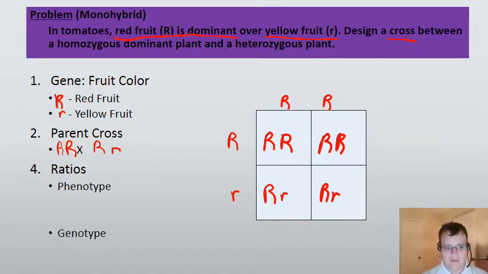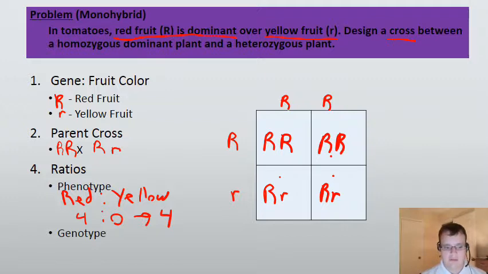So right now we need to determine the ratio. So the phenotype, remember, is what you can physically see. We can physically see red and yellow fruit. So we have red versus yellow fruit. Okay? So if we count here, this is going to be red, this will be red, this will be red, because remember the dominant allele is always expressed over the recessive, and this will be red. So we have a 4 red to 0 yellow, and if we just reduce that, it'll just be 4 red.